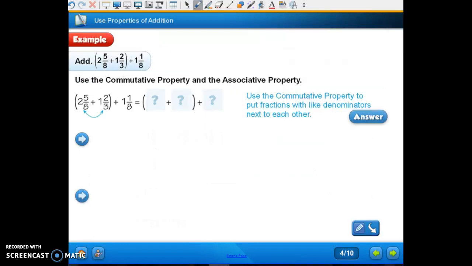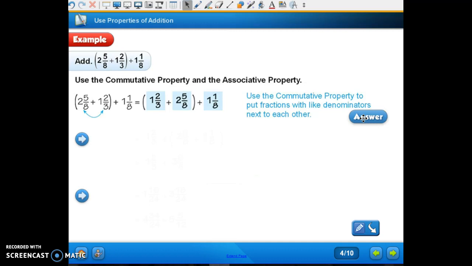Okay, go on to page 282. It says use the commutative property and the associative property to solve this problem. Okay, so we have 2 5/8 plus 1 2/3 and 1 1/8. So what are we going to put in the parentheses on this side? 2 5/8 and 1 1/8. Okay, and that would leave us our 1 2/3 outside the parentheses.